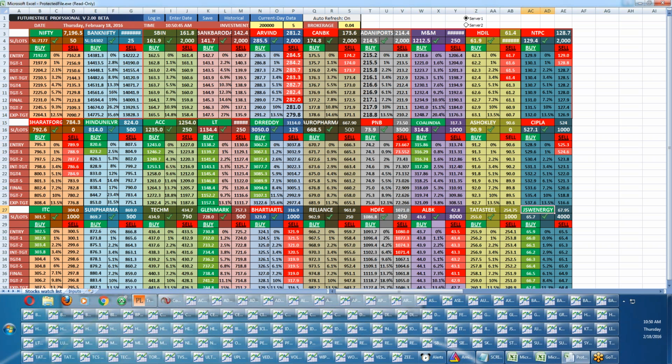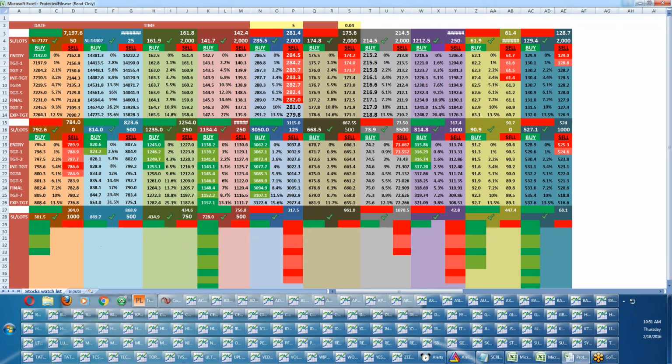We have the other metal pack. We have Jindal Steel. We have Hindalco, which did all its targets. We have one Century also. So these are some of the trades that are currently running.